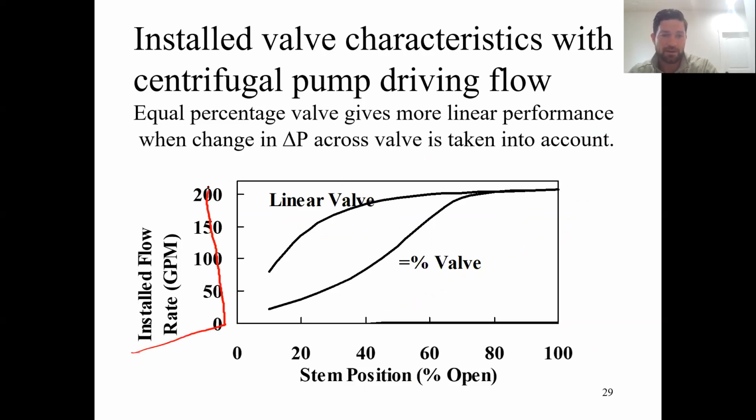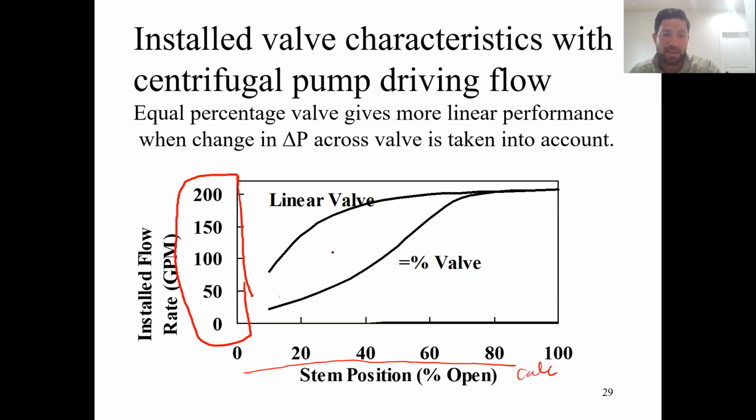So again, remember this right here. These are given values. This right here, stem position, this is what we calculated. So we calculated this, and then we plot it. For an equal percentage valve, if we plot these curves, they're going to look something like this. For a linear valve, it's going to look like this.